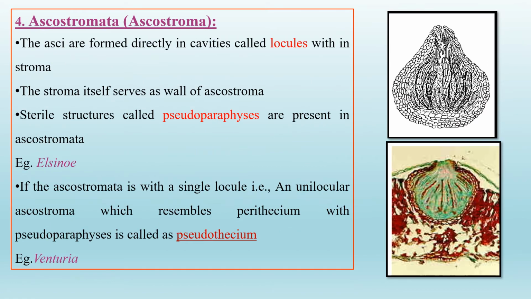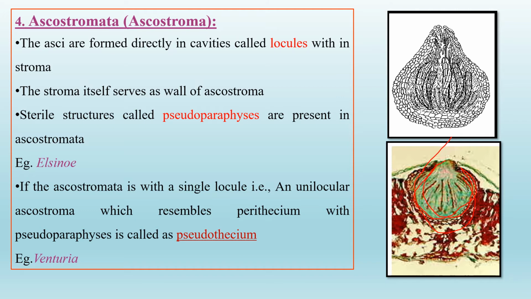Coming to the fourth fruiting body, that is ascostromata, also known as ascostroma. The name itself indicates stroma. If the asci are formed directly in cavities called locules within the stroma, as we can see here, that stroma itself serves as the wall of the ascostroma. Because the asci are formed in the cavity, whatever wall is there in the stroma acts as the wall of this fruiting body.